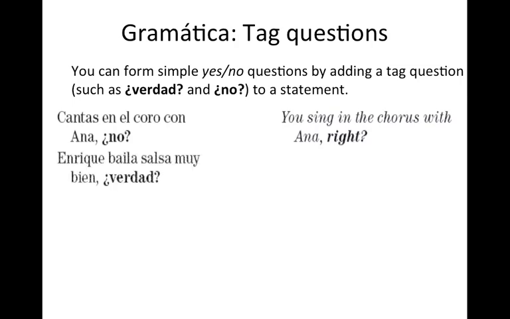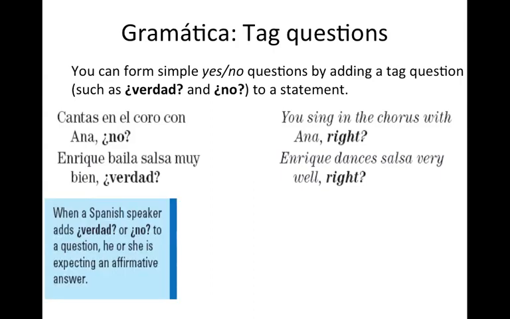Another ejemplo. Enrique baila salsa muy bien, ¿verdad? Enrique dances salsa very well, right? So note when a Spanish speaker adds verdad or no to a question, he or she is expecting an affirmative answer. So you sing in the chorus, right? And they're expecting the other person to say, right, yes. Enrique dances salsa very well, right? Yes.